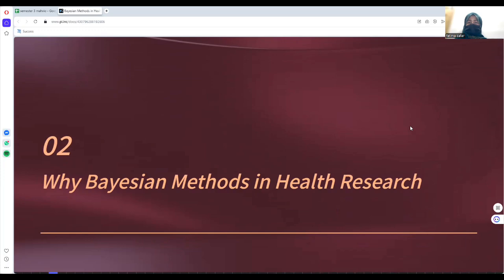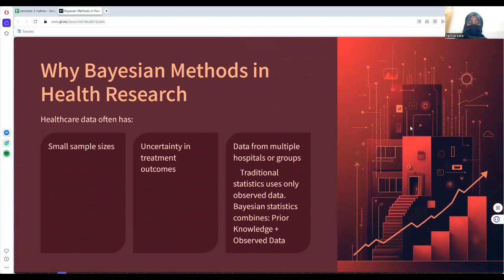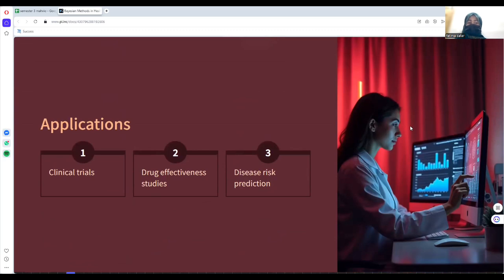First of all, we will raise the question: why Bayesian methods in health research? Healthcare data often has small sample sizes, uncertainty in treatment outcomes, and data from multiple hospitals or groups. Traditional statistics uses only observed data, whereas Bayesian statistics combines prior knowledge plus observed data. Initially we just have prior knowledge, but with the help of Bayesian methods, we can combine both concepts: prior knowledge plus observed data. The applications include clinical trials, drug effectiveness studies, and disease risk prediction.